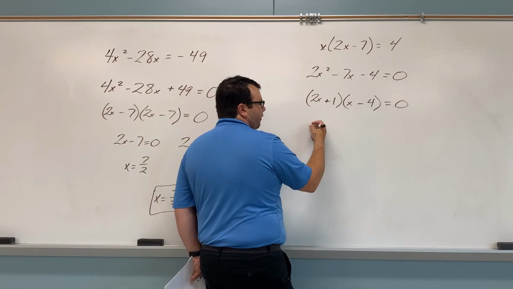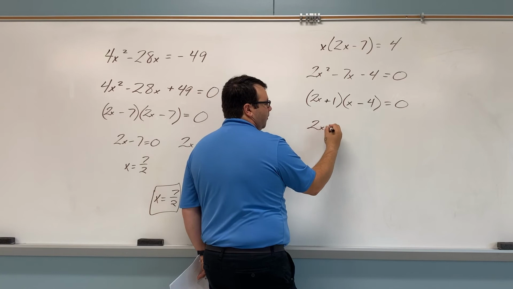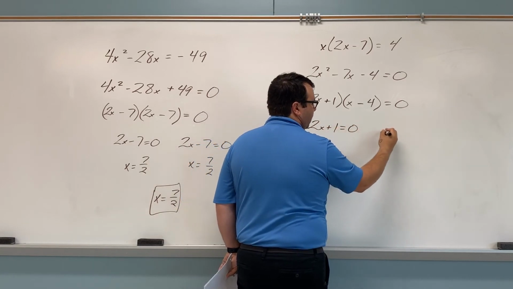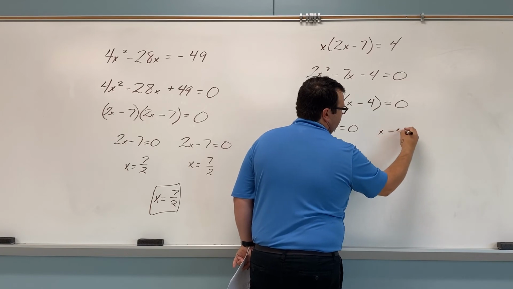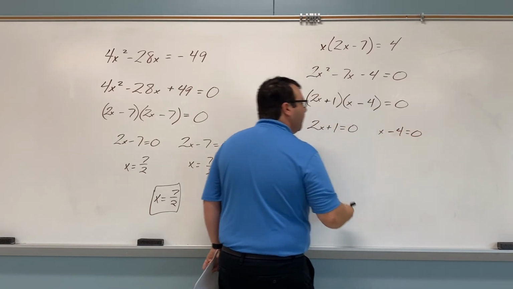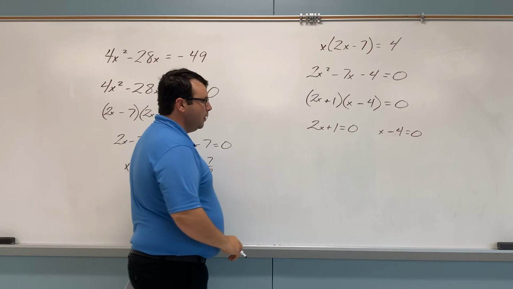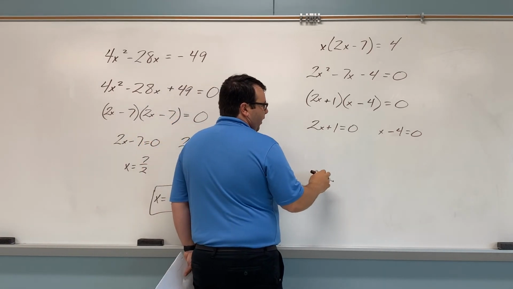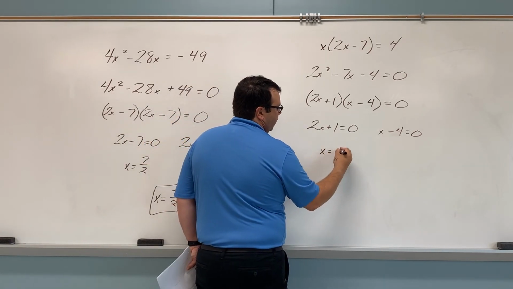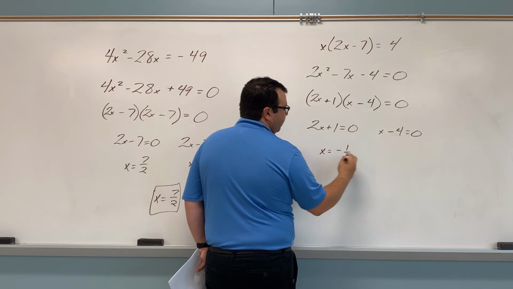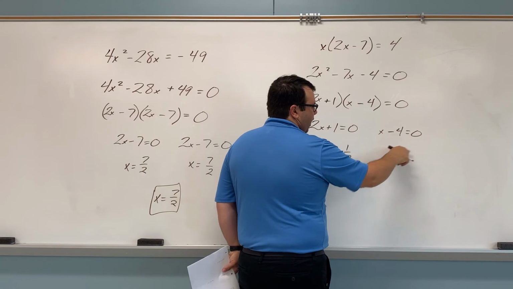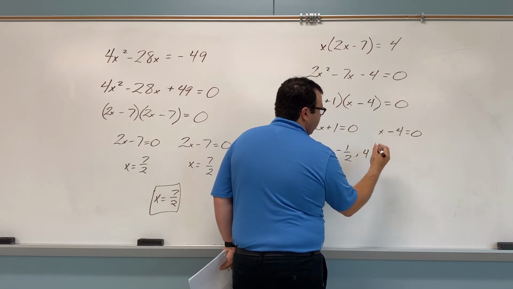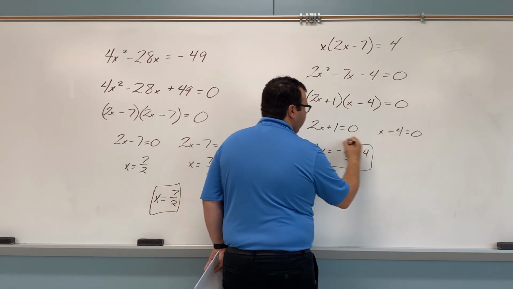Now, let's go ahead and apply zero product property. Jumping ahead of myself there. There we go. Simplify what you've got. So I've got x is equal to a negative 1/2 on this side. Subtract that 1, divide by 2. And I've got x is equal to 4 on my other component.